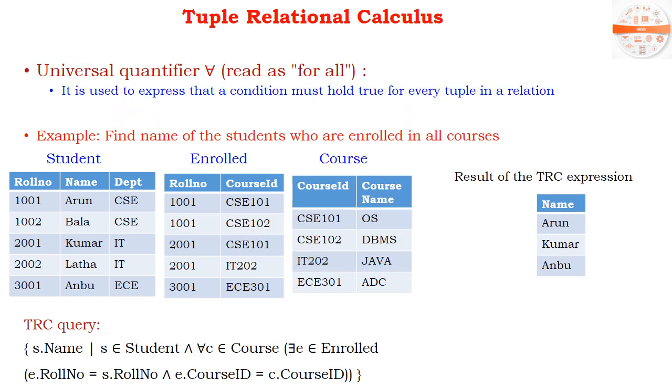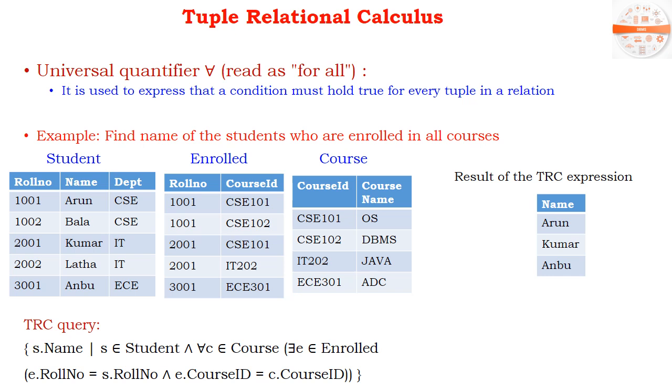And next one, the universal quantifier. It is also called for all. It is used to express that the condition must hold true for every tuple in the relation. So here consider three tables. The student table consists of three columns: roll number, name and department. Next, the enrolled table consists of two columns: roll number and course ID. And the third table, course, consists of two columns: course ID and course name.